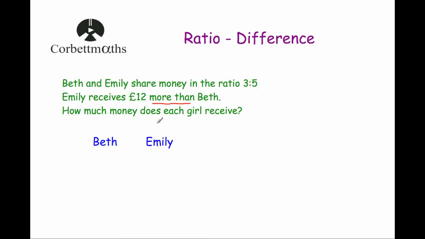So there's three ways which we can do this. First of all, I'm going to solve it the long way. So that means that for every £3 Beth receives, Emily receives £5. I'm just going to carry on that pattern until I find a pair of numbers that have a difference of 12 between them. So Beth receives £3, Emily receives £5. The difference is only £2, so we need to keep on going.